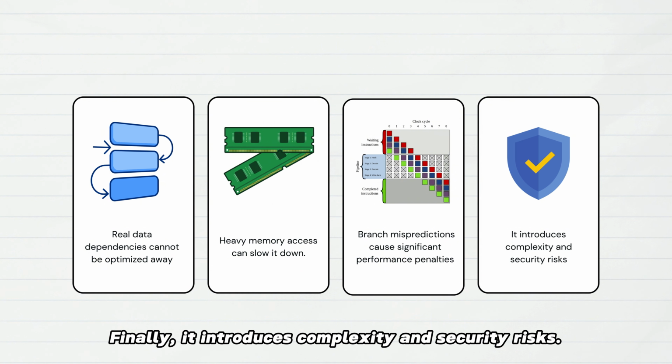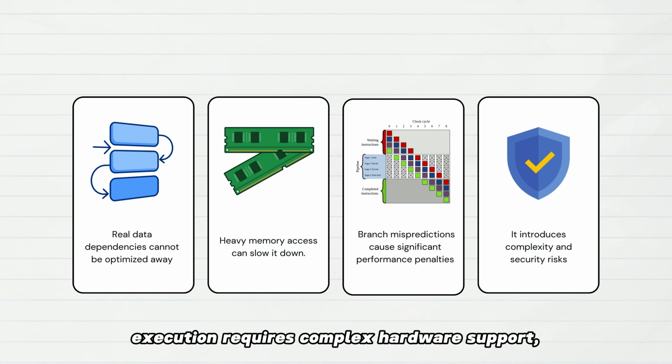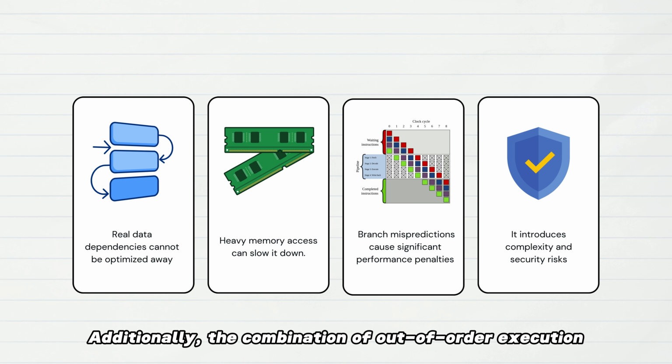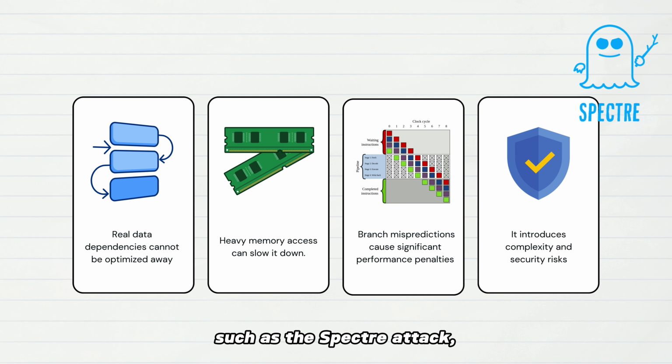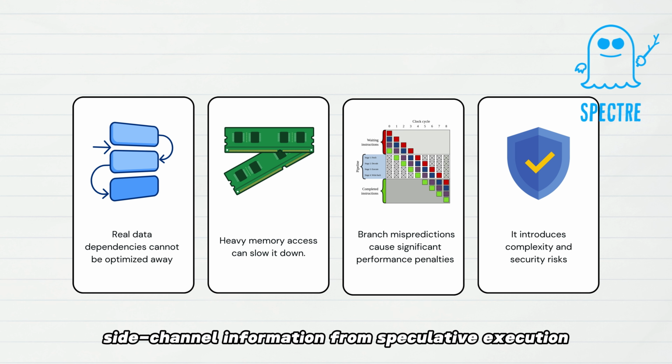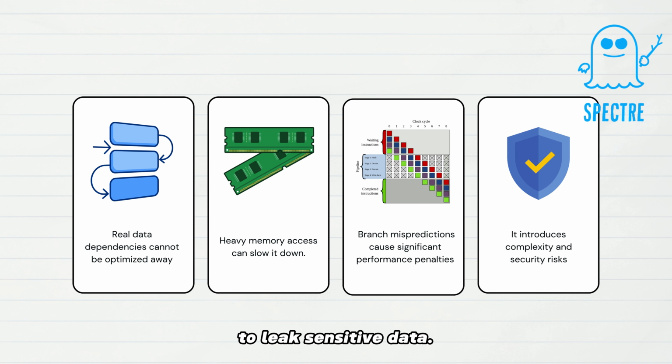Finally, it introduces complexity and security risks. Out-of-order execution requires complex hardware support, increasing CPU design and manufacturing costs. Additionally, the combination of out-of-order execution and branch prediction can introduce security vulnerabilities, such as the Spectre attack, which exploits side-channel information from speculative execution to leak sensitive data.